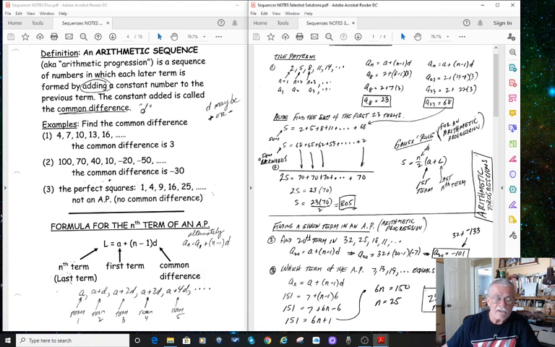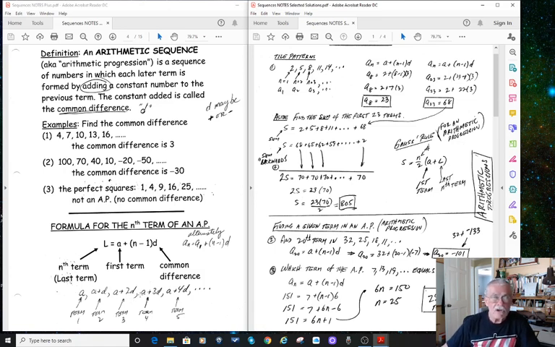And notice that the coefficient in front of the D trails the term number by 1, because if you're already at term 1, you add one common difference to get to the second term. You would have added a second common difference to get to the third term, and so on.